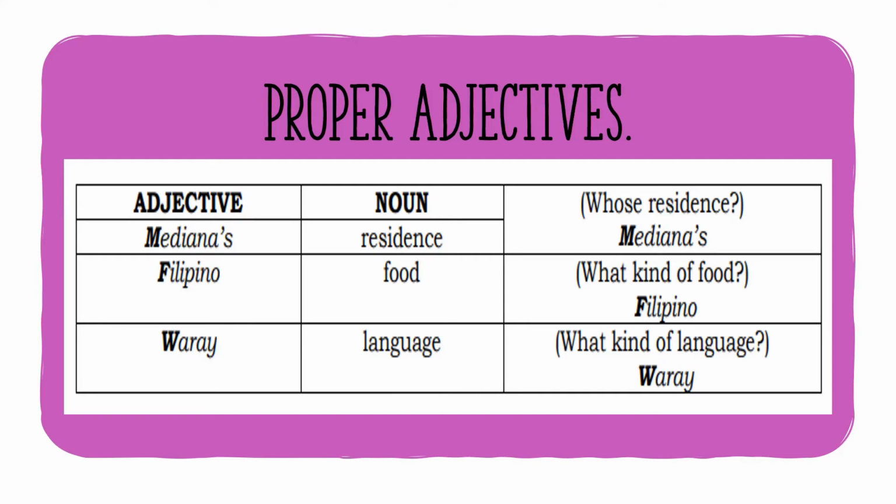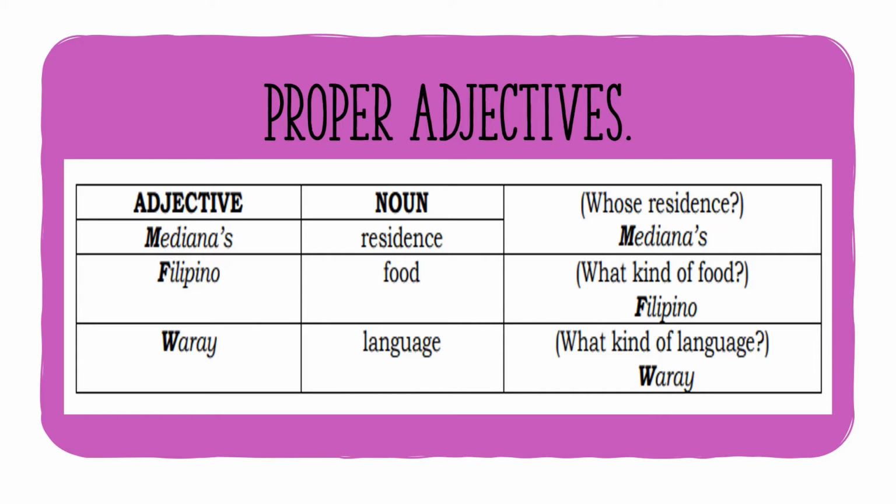In this video, you will learn the three kinds of adjectives. The first one is the proper adjective. As you can see, we have here the adjectives and the nouns. When we say proper, it is specific and it begins with a capital letter.